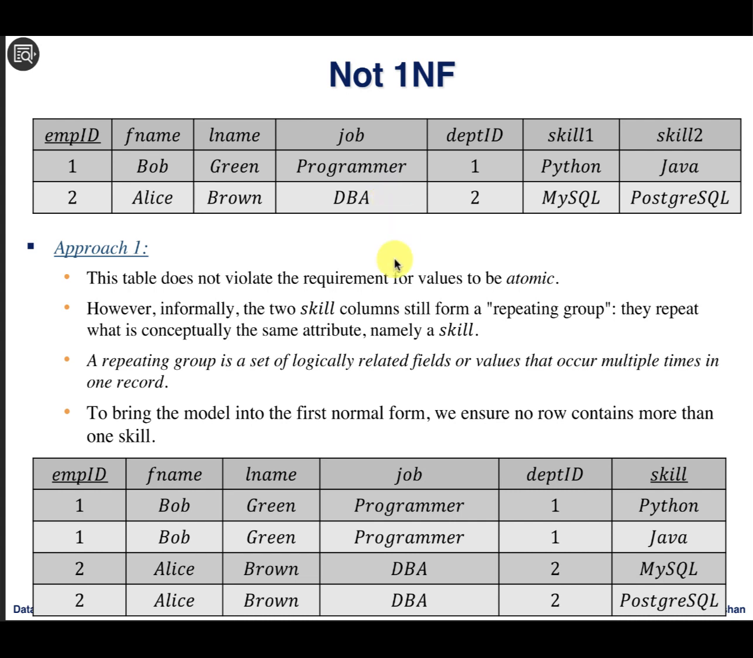We still have something we call repeating groups, which is defined as a set of logically related fields or values that occur multiple times in the record. So you see that you have Java, and still this column. This column is going to repeat the group because conceptually they are the same attribute. We still talk about the skill. So in this case, for every single one, you need to have a separate tuple.